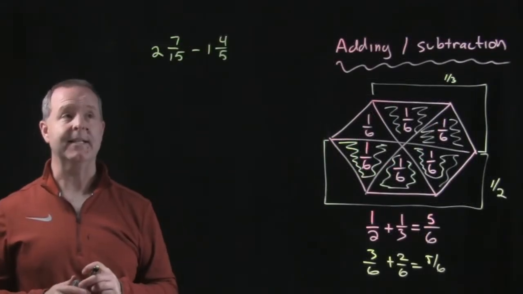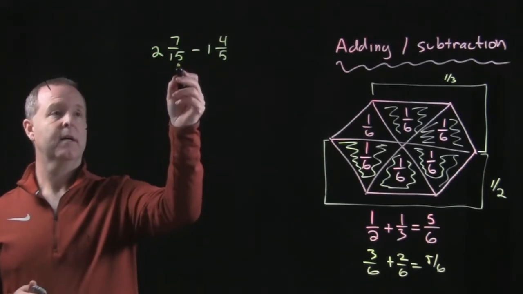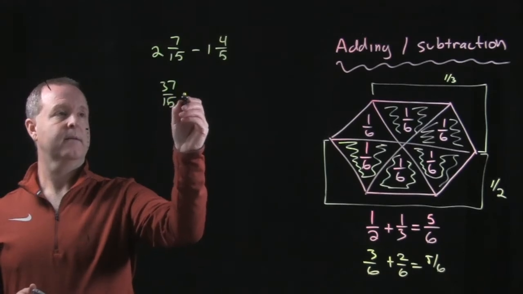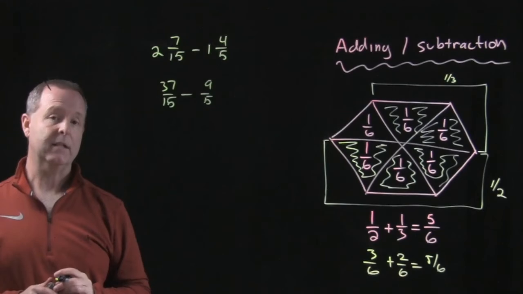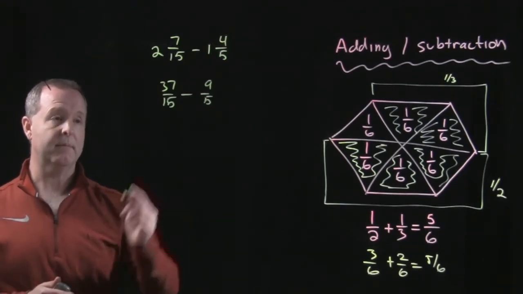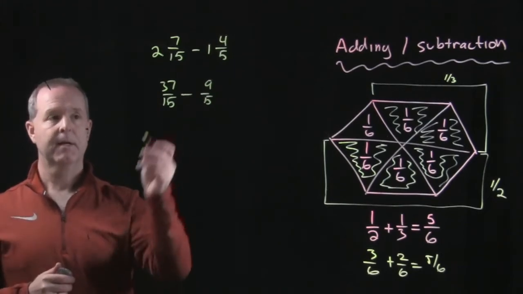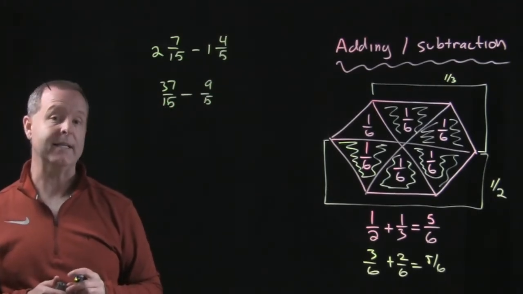2 and 7/15 take away 1 and 4/5. Convert to improper fractions first. It gives me a 37/15 minus 9/5. Its lowest common multiple, what's the lowest number that both 15 and 5 can go into evenly? Looks like 15 is. So 37/15 is already in an equivalent expression that I need to use.